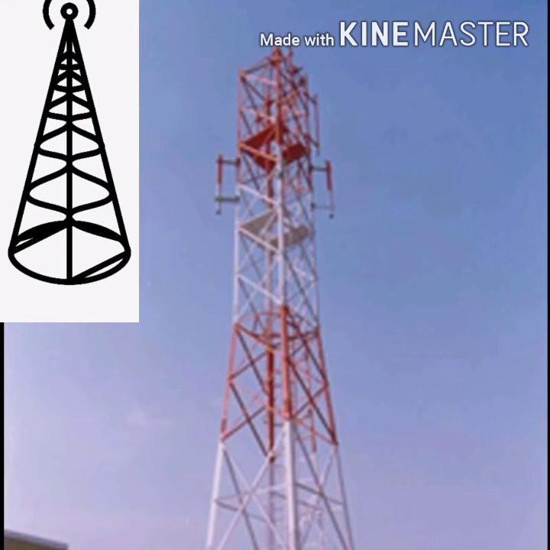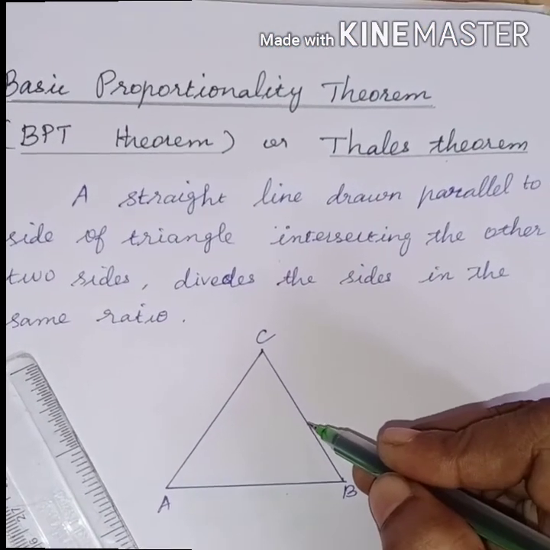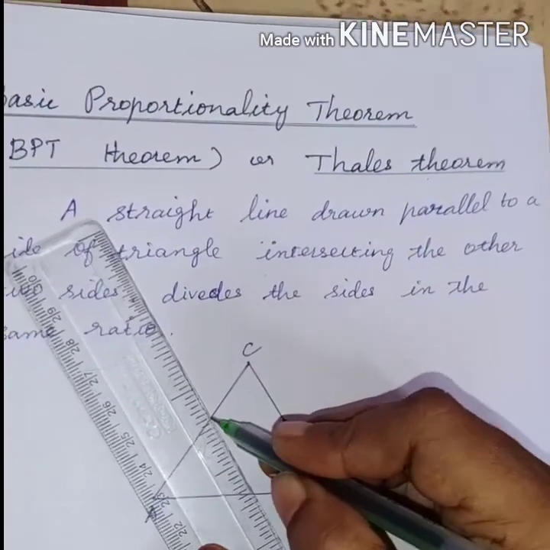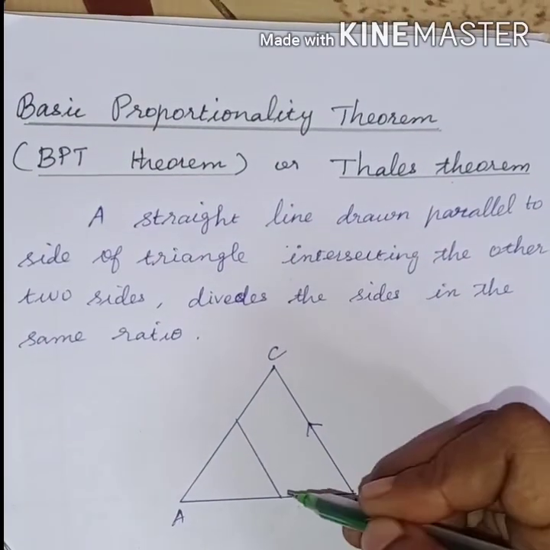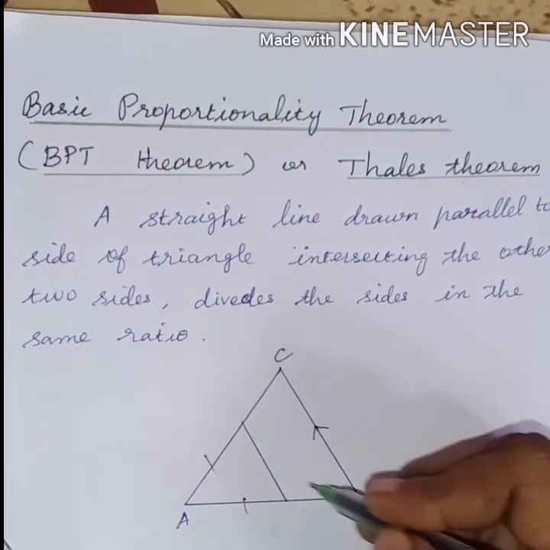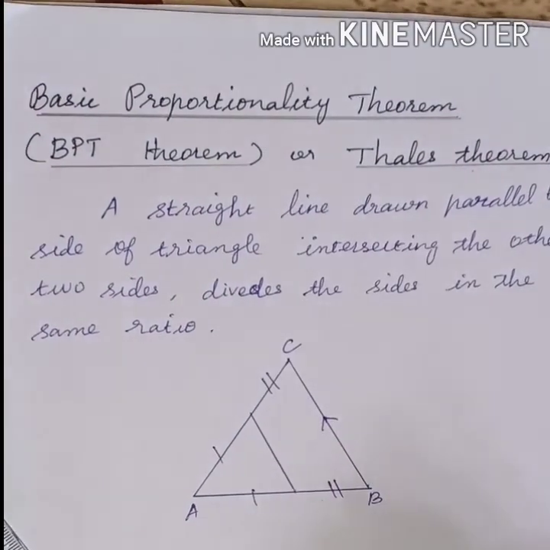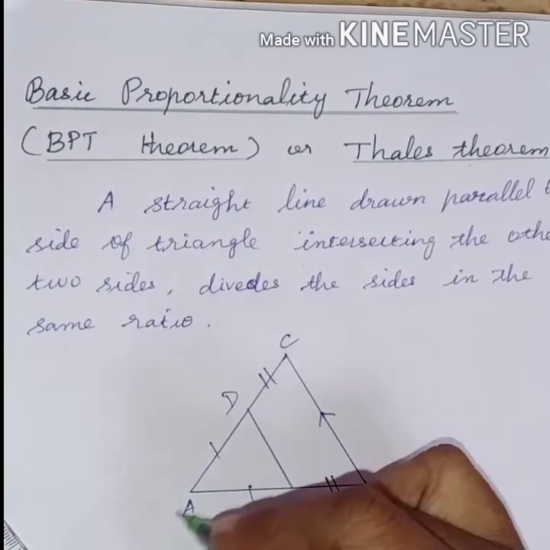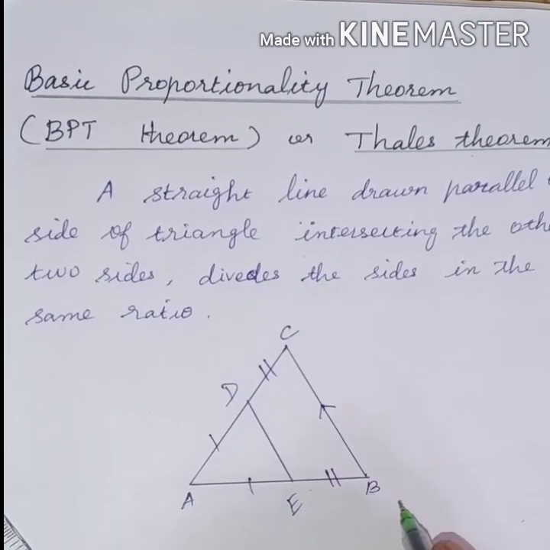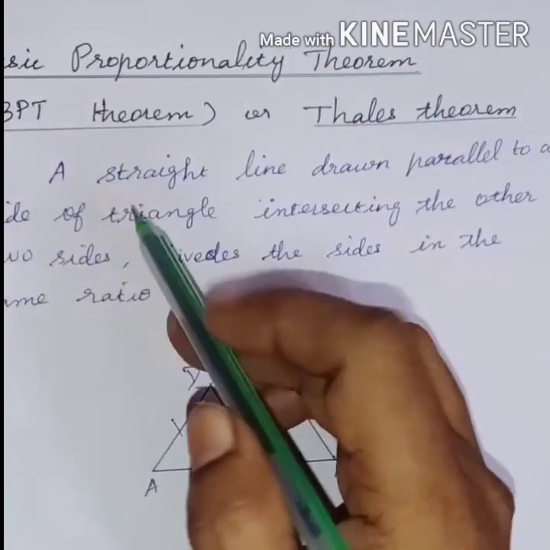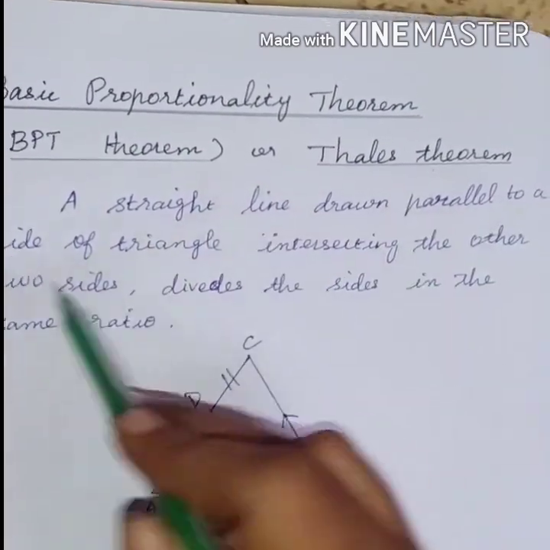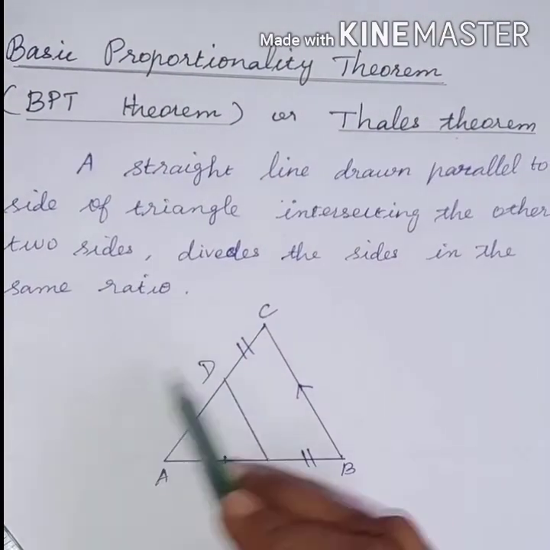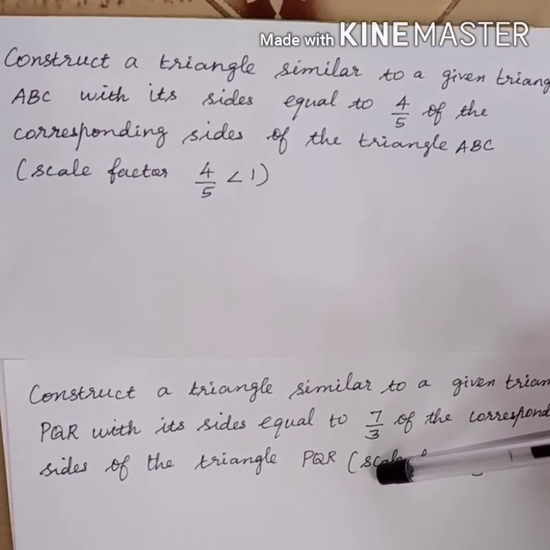In this class, we draw a line parallel to one side, as per the basic proportionality. This side, parallelly, I draw a straight line. This line divides the triangle in the same ratio. So, AD by DC equals AE by EB. This is the basic proportionality theorem: a straight line drawn parallel to a side of a triangle, intersecting the other two sides, divides the sides in the same ratio.